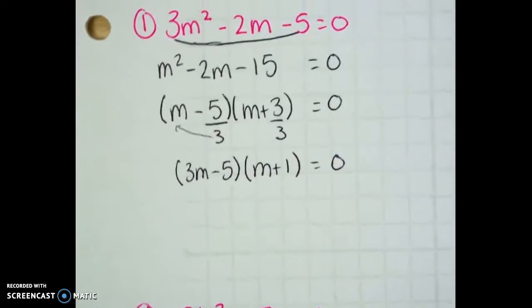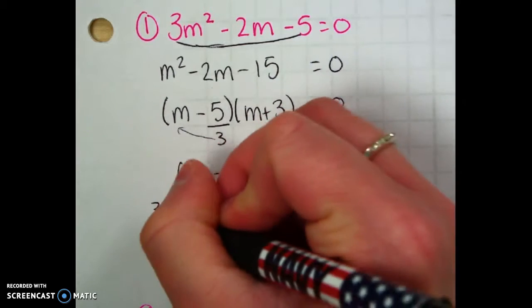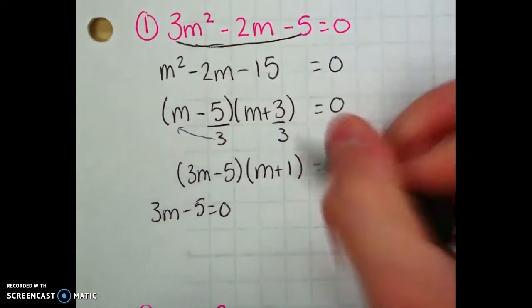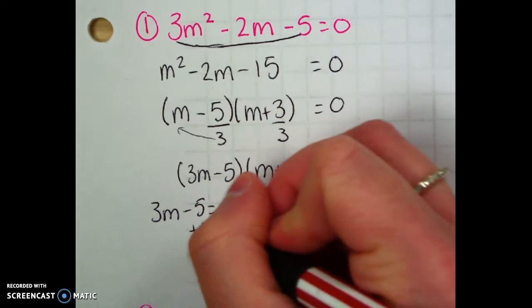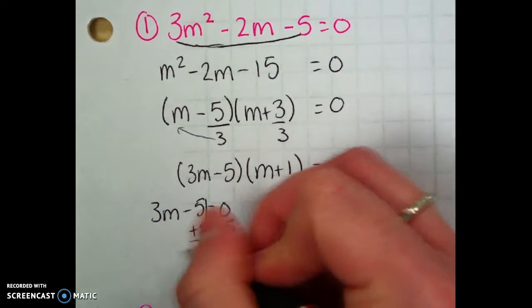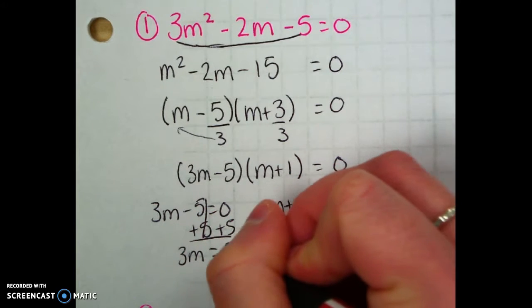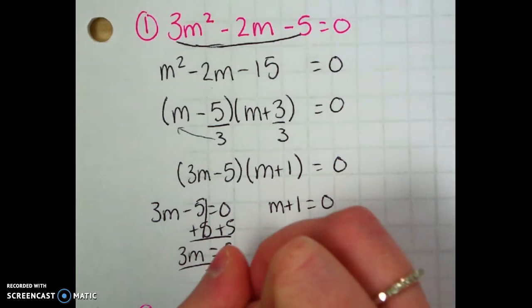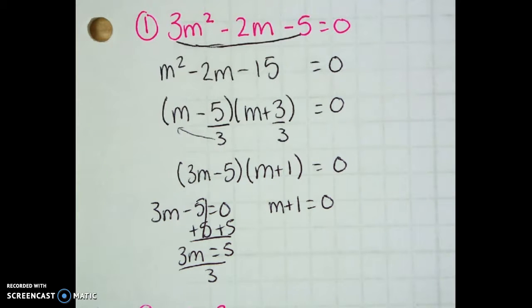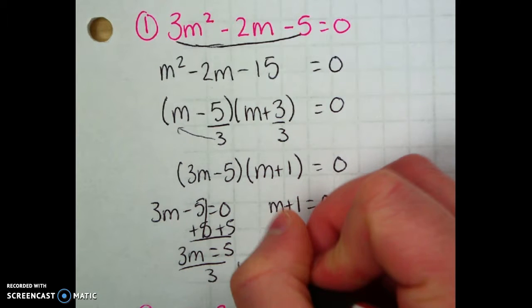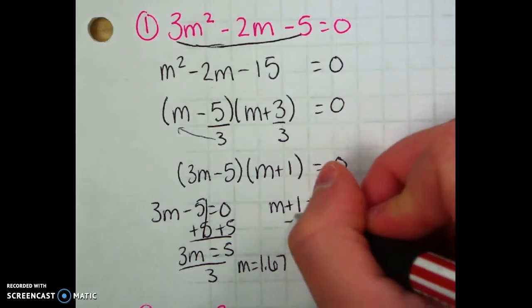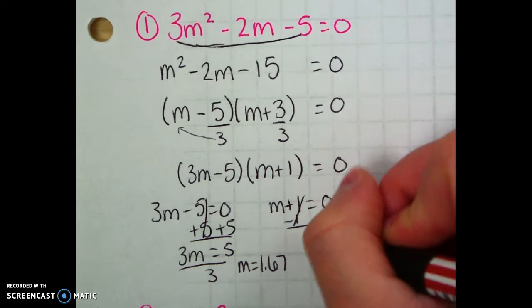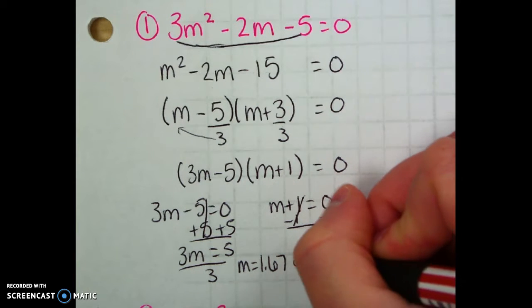Okay, now I set each of them equal to 0. So 3m minus 5 equals 0, m plus 1 equals 0. Add 5. 3m equals 5, and divide by 3. 5 divided by 3 is 1.67, so m equals 1.67. And here I'm going to subtract 1, so m equals negative 1.